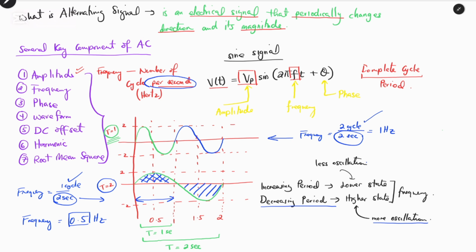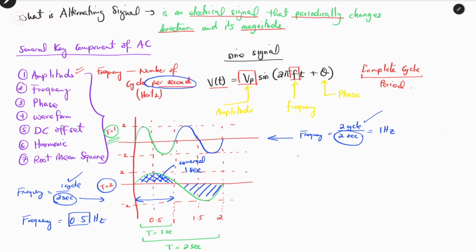Therefore, for 1 second, the signal covers half of the cycle. That means we can see from this graph, the half cycle is covered by 1 second. This represents this half cycle covered in 1 second. So half cycle per second.